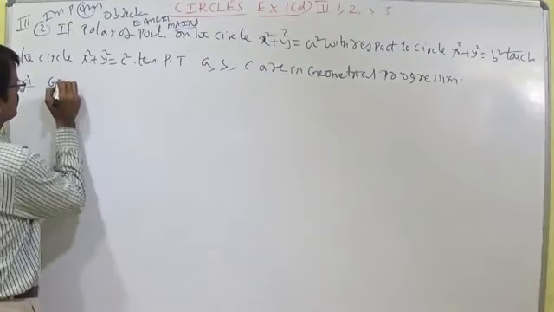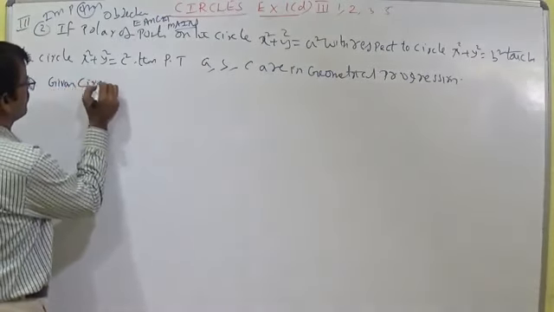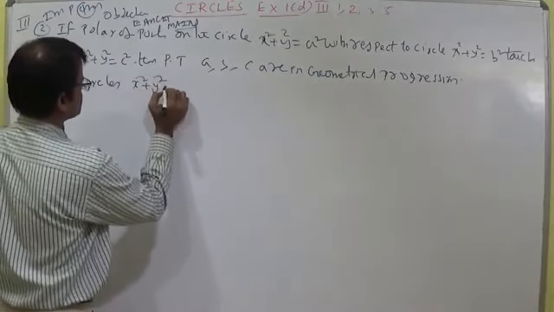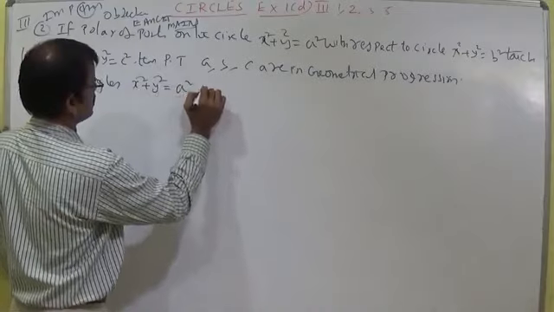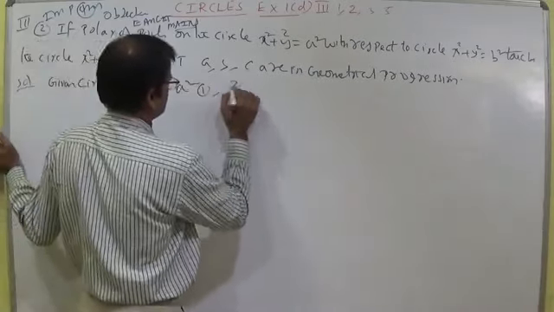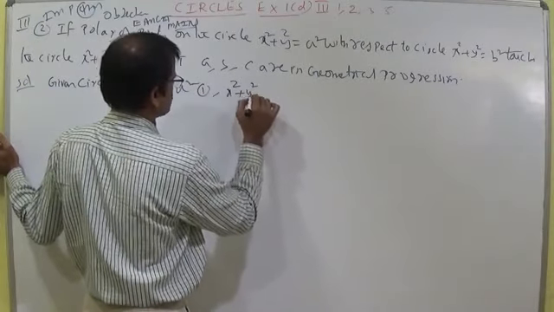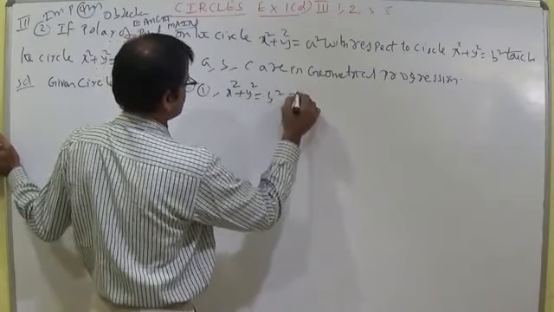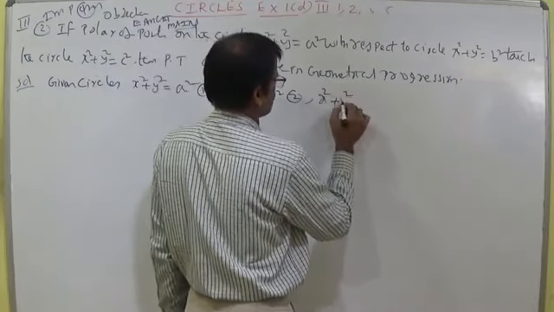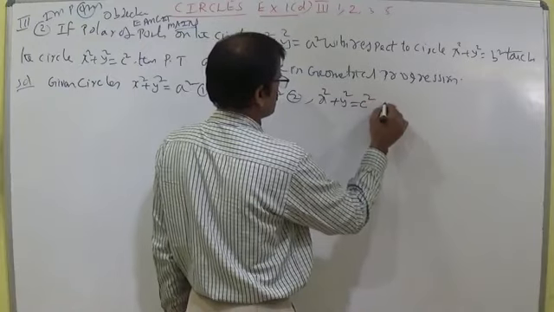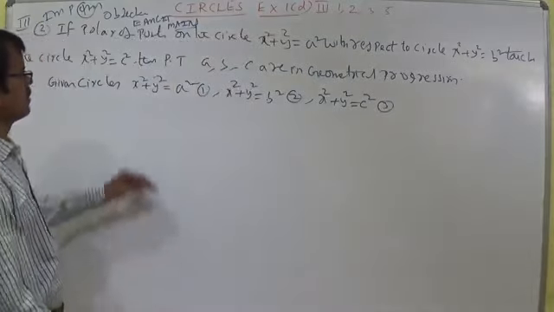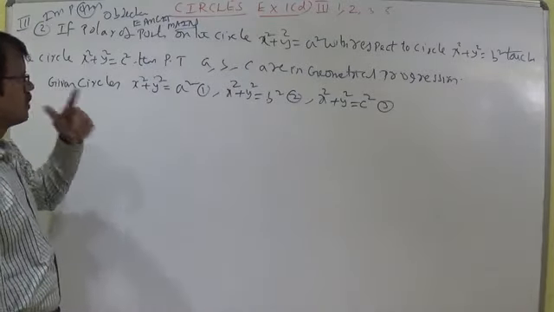Given circles, I am writing. Given circles, you can write as x square plus y square is equal to a square. This is the first circle. And x square plus y square is equal to b square. This is the second circle. And x square plus y square is equal to c square. This is the third circle. Let the names be 1, 2, 3. Try to understand the question, what you should do, what is given.